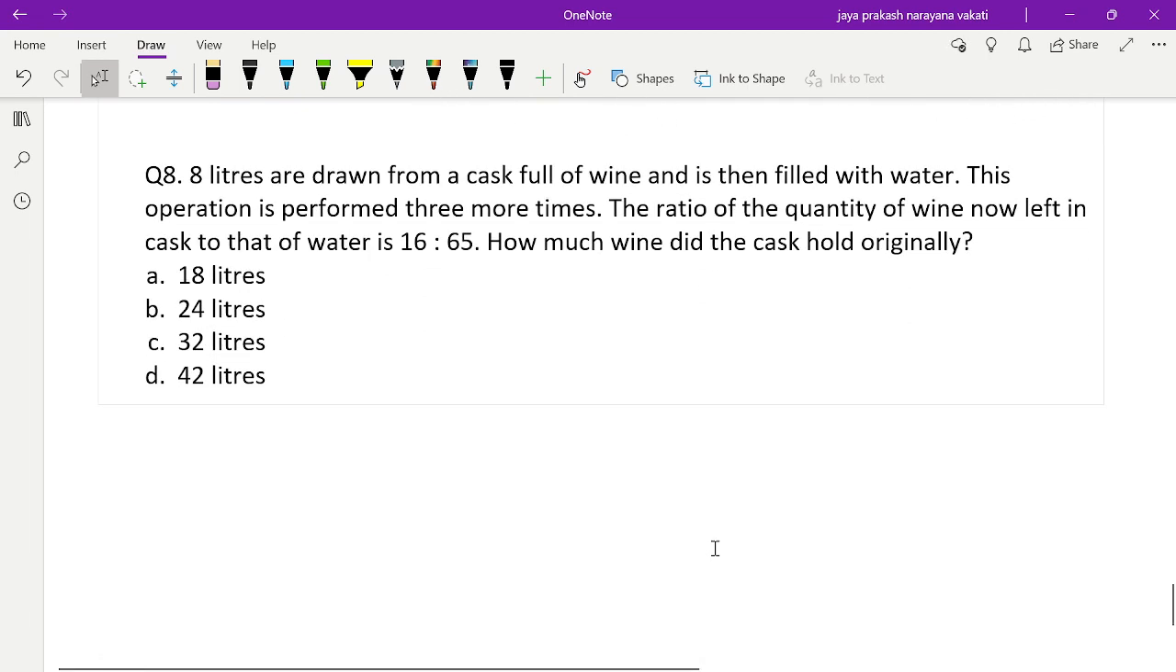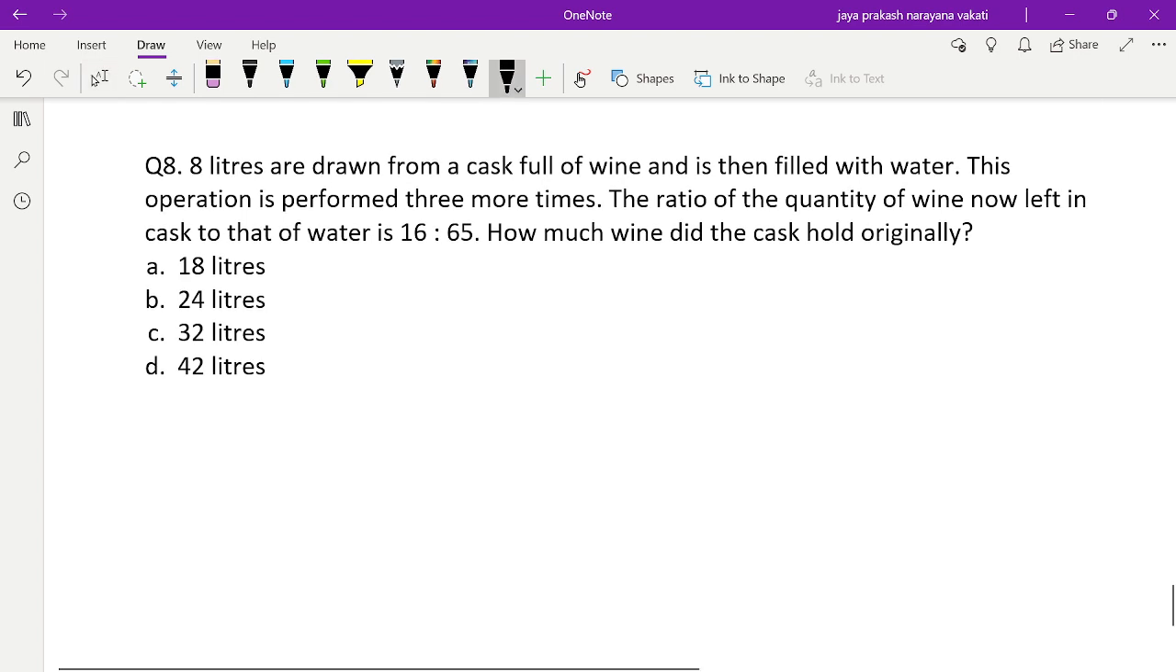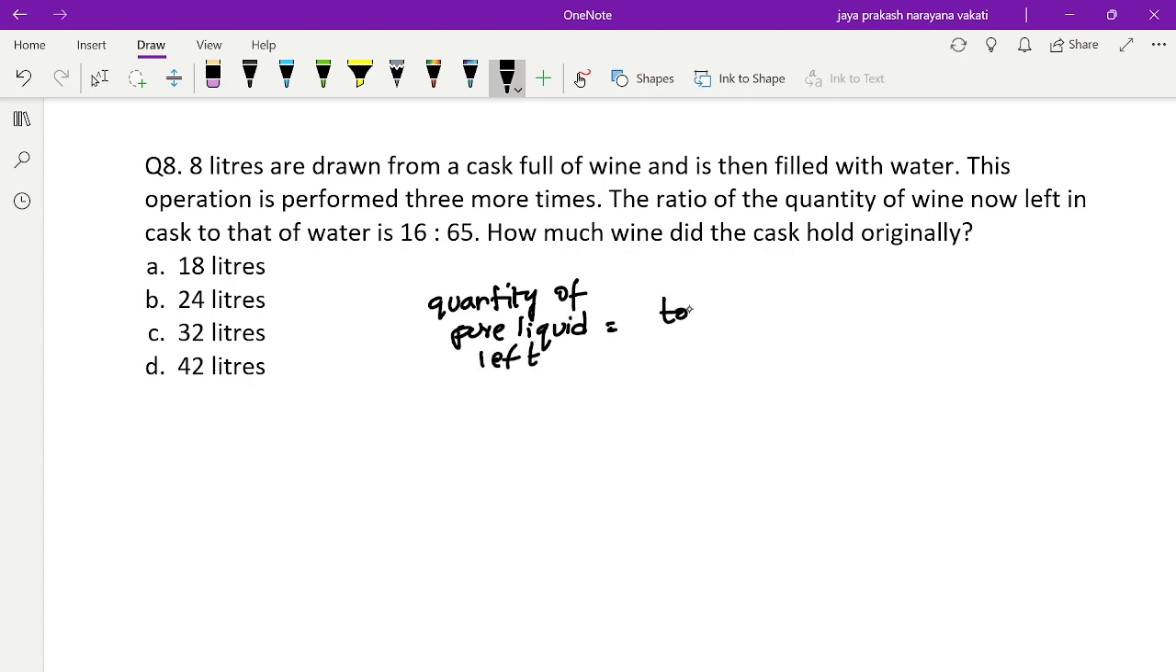So yeah, we'll solve this question also, guys. Again, we went with replacements. So guys, a replacements problem. We'll revise the replacement formula again. Quantity of pure liquid, or pure milk, left equals total x times (1 minus y by x) whole power n. So what is this x, guys? X is nothing but the total quantity.